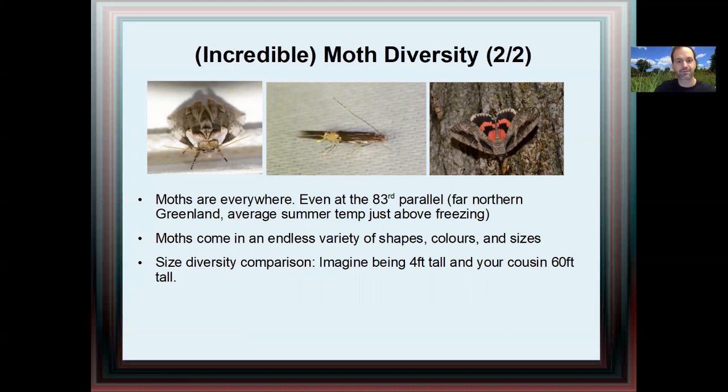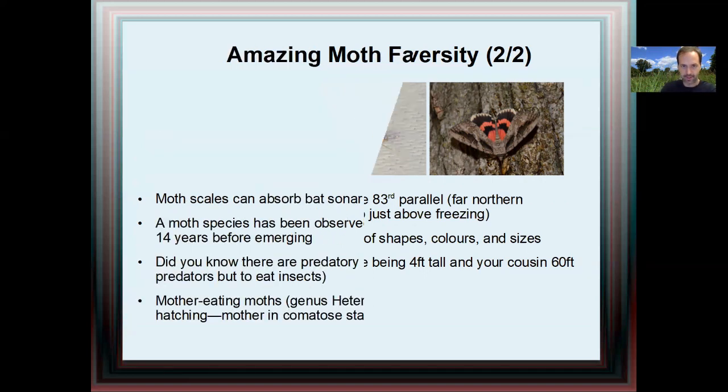Moths come in endless colors, shapes, sizes, just incredible. And to make a comparison with humans in size, imagine that you were 4 feet tall and your largest cousin was 60 feet tall. That's basically the spread of moth sizes if you transpose them into the human species. Just absolutely incredible. 4 feet tall being the smallest little micro moth, 60 feet tall being the largest, probably a Saturniid moth. So just absolutely incredible diversity in size as well.